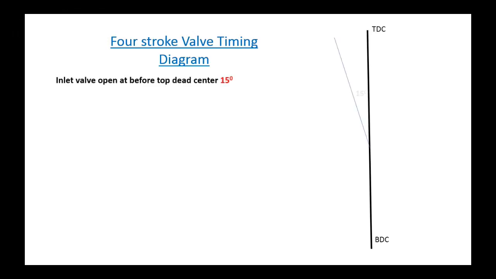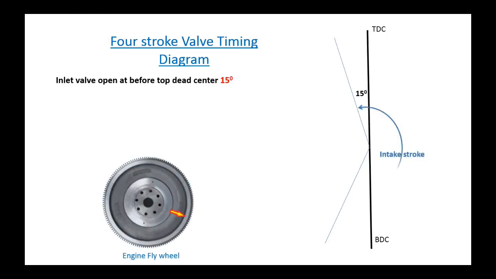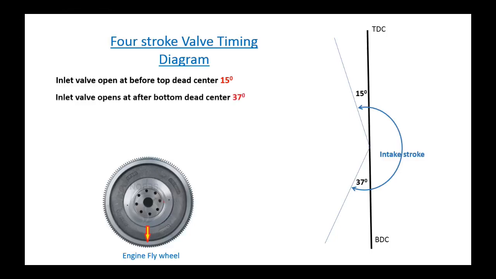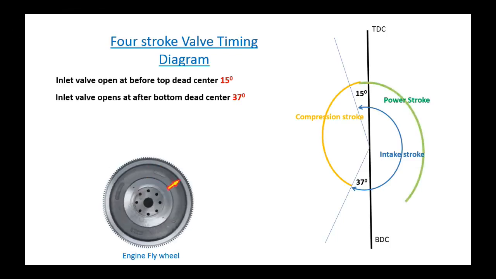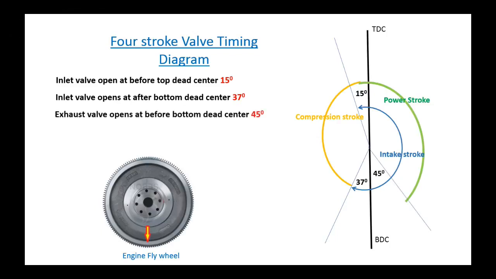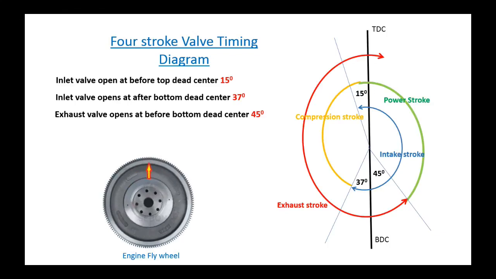With this valve timing diagram, we can clearly identify the position of the piston, how many degrees the valves are open and closed, and how many degrees the flywheel turns in every stroke. In this diagram we can see all the strokes in one sketch. From the next diagram I am going to explain one by one. And note that these numbers of degrees can change with the engine design.